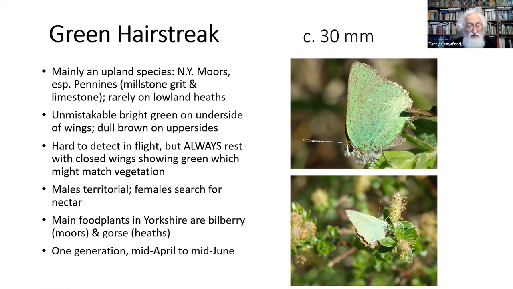The main food plants in Yorkshire are bilberry on the moorlands and mainly gorse on the lowland heaths. There's only one generation a year, from about the middle of April to the end of May, early June, one or two lasting to mid-June. For me, it's always a shame when there are no more green hairstreaks to try to hunt down.